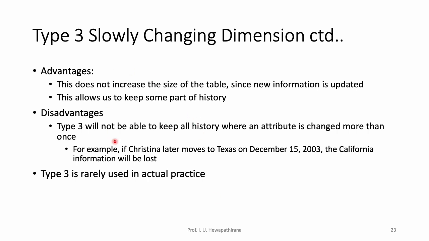So the advantage of this method is it does not increase the size of the table, and it allows us to keep the history. But the disadvantage is, what happens if the attribute is changed more than once, right? How are you going to incorporate that? You cannot incorporate that, right? So that's a disadvantage. Then this type 3 solution is rarely used in actual practice.